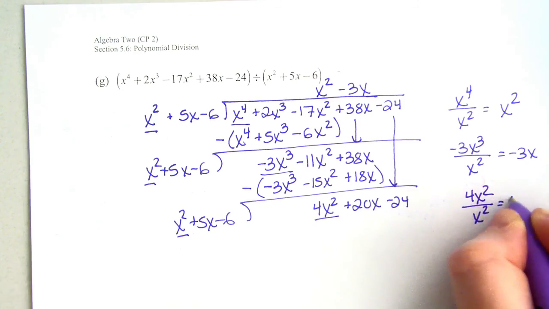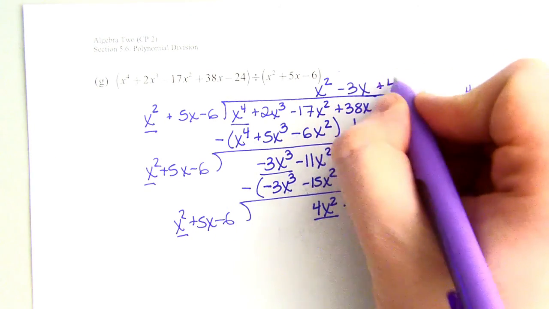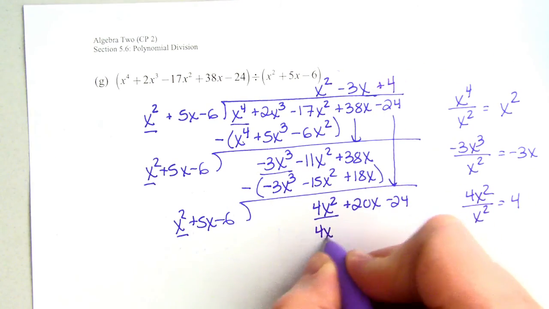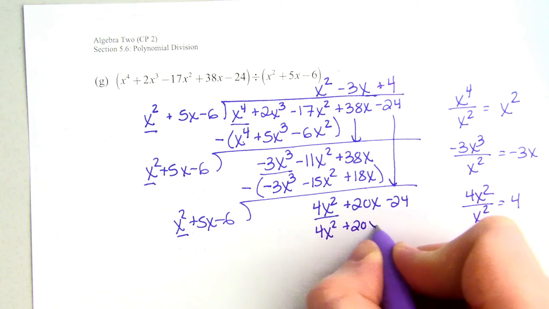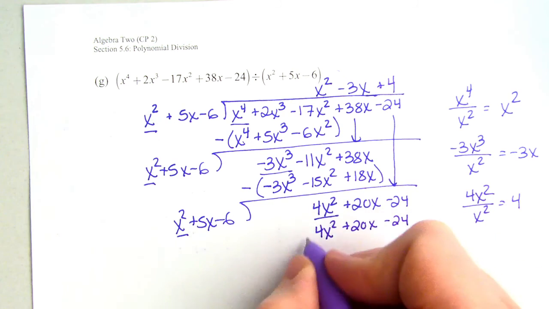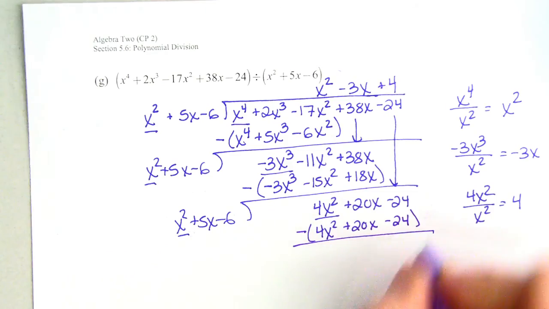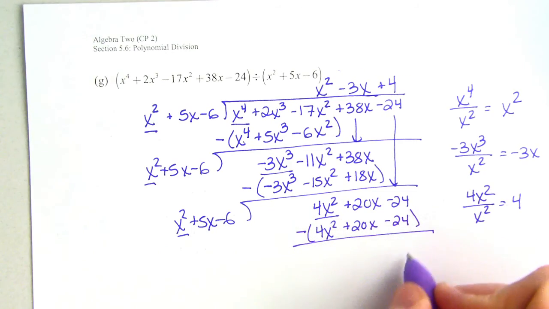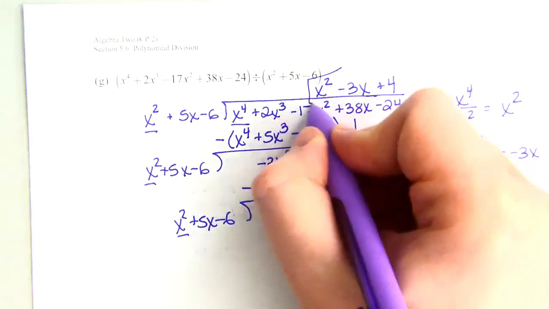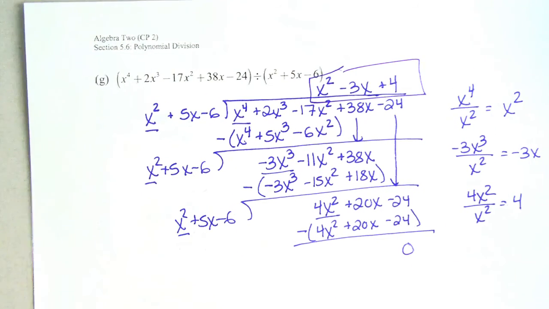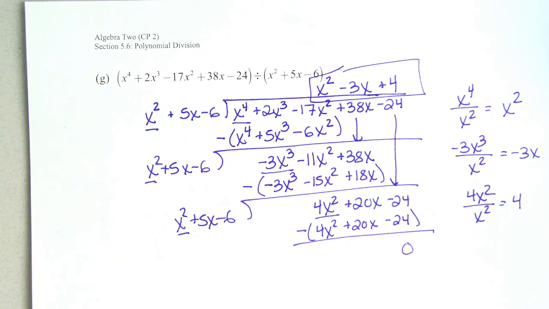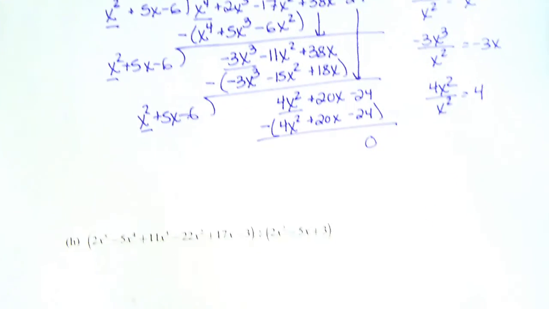Divide. Multiply. Oh, this is looking nice. Yes, it is. Parentheses, subtract. Gone, gone, gone. No remainder. My answer is x squared minus 3x plus 4. See if you can do letter H, and then we're set for today. Try letter H on your own.